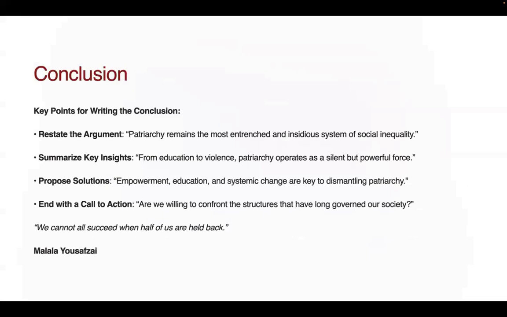Then you can conclude. In conclusion, you need to keep these things in mind. The first is to restate the main argument of the essay, which is given in the essay topic. You will summarize whatever you have said briefly. From education to violence, patriarchy operates as a silent but powerful force. Then you will give some solution. You will propose some solution like empowerment, education, and systemic changes are key to dismantling patriarchy. And then you will end with a call to action, some positivity.